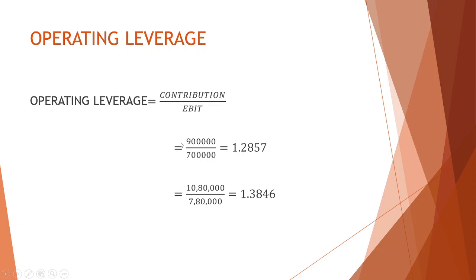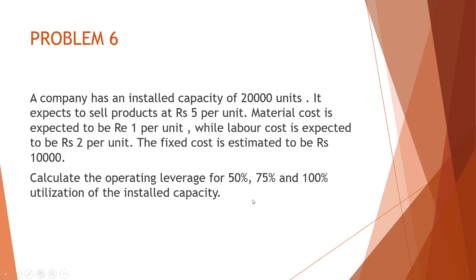So, for company A, it's 9 lakh rupees divided by 7 lakh, which is equal to 1.2857. In case of company B, it is 10 lakh 80,000 divided by EBIT 7 lakh 80,000, which is 1.3846. Now, when you compare these two companies, company B has higher operating leverage, which means that it has more risk than company A. So, when we look into the operating risk of both these companies, company B has more risk. Now, we'll go to the next problem, that is problem number 6.